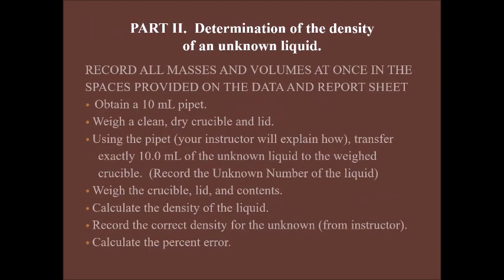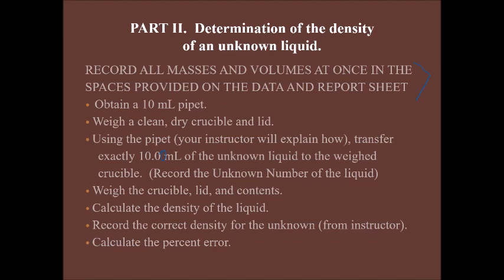Okay, what about part 2, determination of the density of an unknown liquid? Again, make sure you write all your information directly on your report sheet. You will get a 10 milliliter volumetric pipette. You have a clean, dry crucible with the lid, okay? And I'll show you the video on how to use your pipette. You're going to transfer exactly, and it's not even 10.0, it's 10.00 milliliters of the unknown liquid to the weighed crucible. All right, and you're going to record your unknown number.